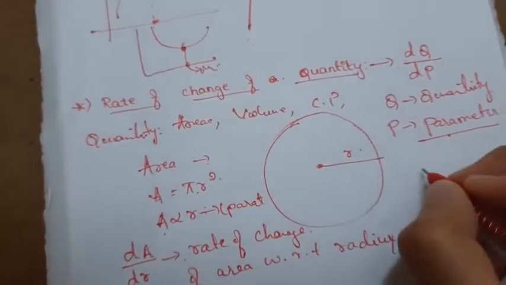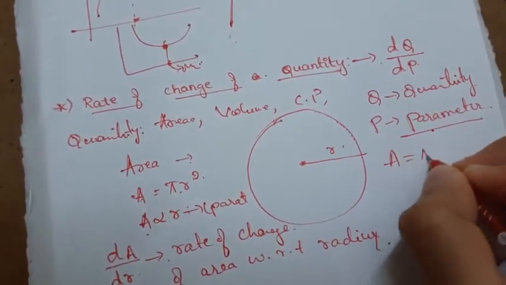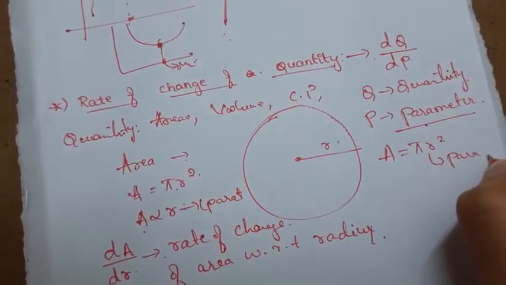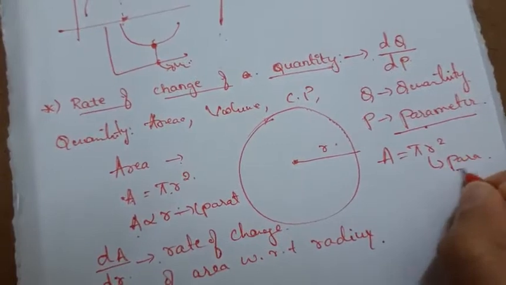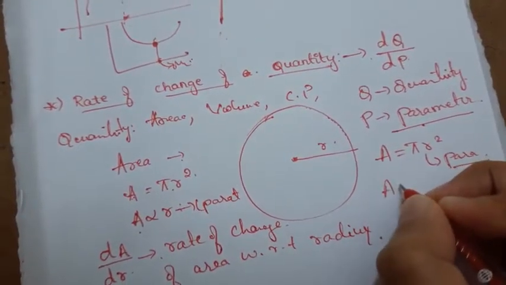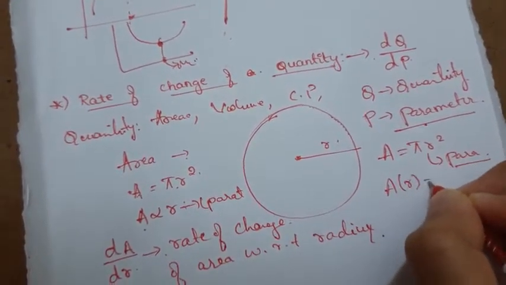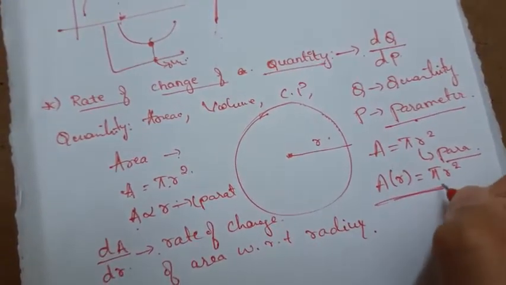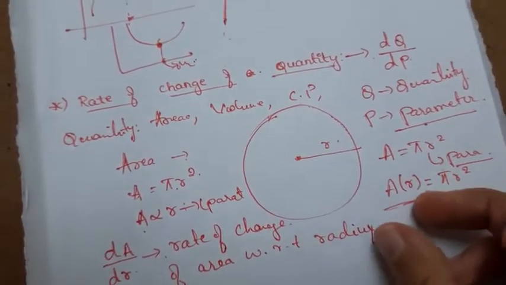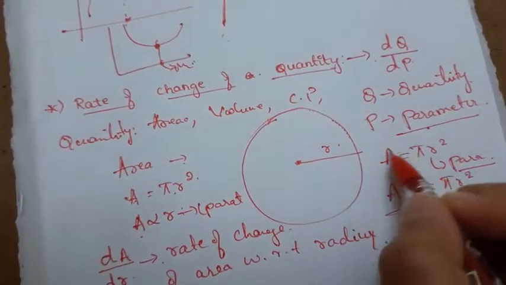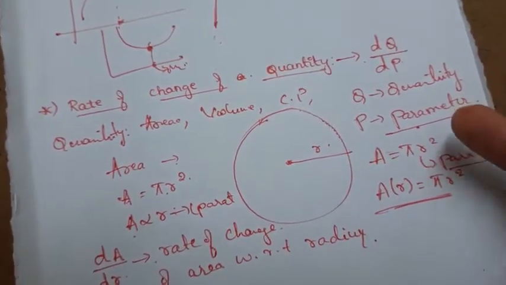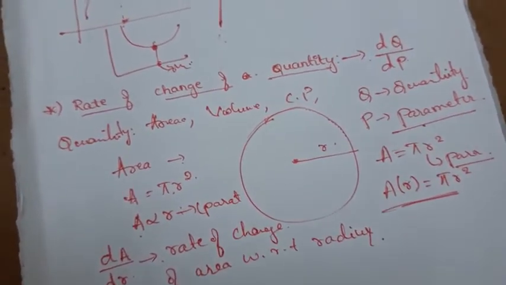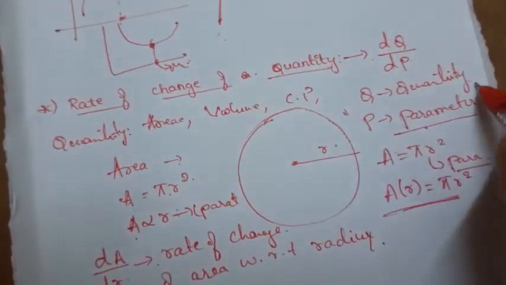In case I consider area equals pi r square, here r is a parameter. Why is it a parameter? Because it is a variable upon which the area is depending. Here, area is depending upon the radius. So r is a parameter upon which the area is depending. Parameter means one of the variables upon which the quantity is going to depend. That is the meaning of parameter.